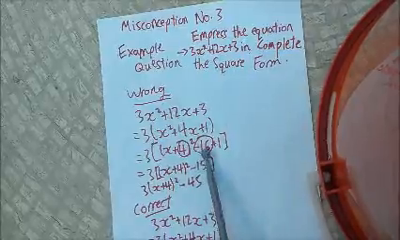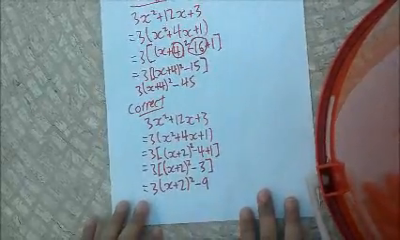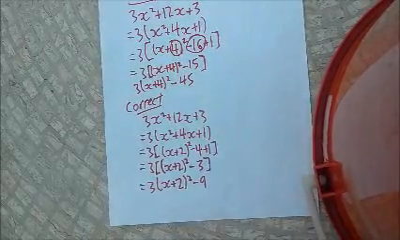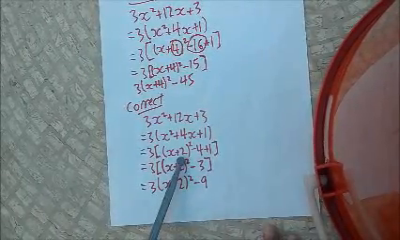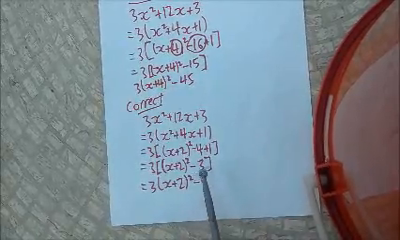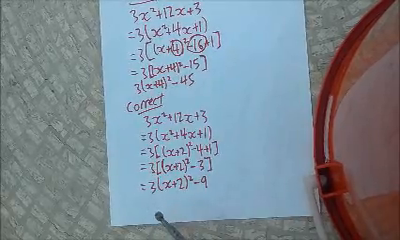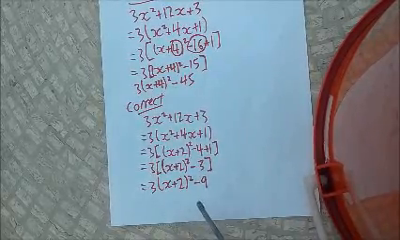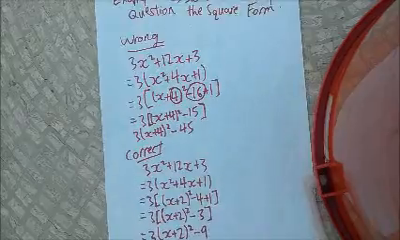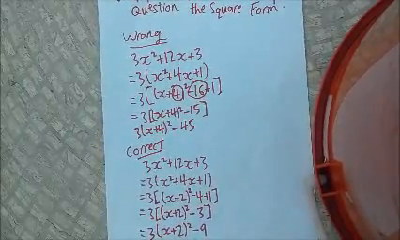So now we go to the correct one, and from here we can see that if you do it correctly, this is x plus 2 squared minus 4 plus 1, and the final answer is 3 bracket x plus 2 squared minus 9. And if you compare this with this, it's really different.